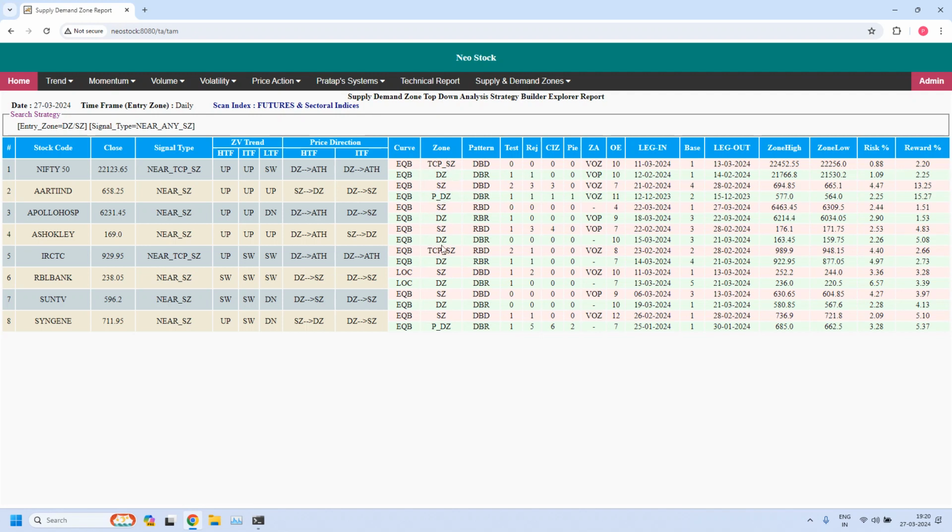Any other high liquidity? We have one more, IRCTC. IRCTC is also we have fine tuned previously. Same analysis holds good. That's it. We have identified 2 high liquidity daily supply zones.